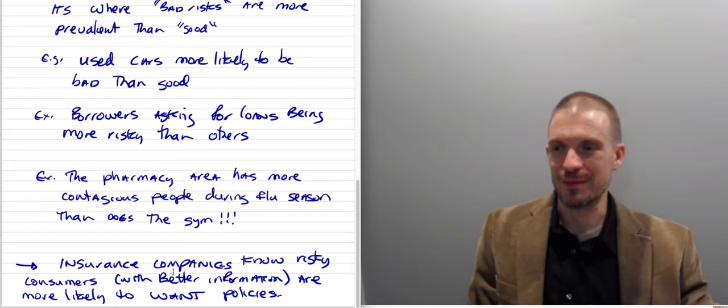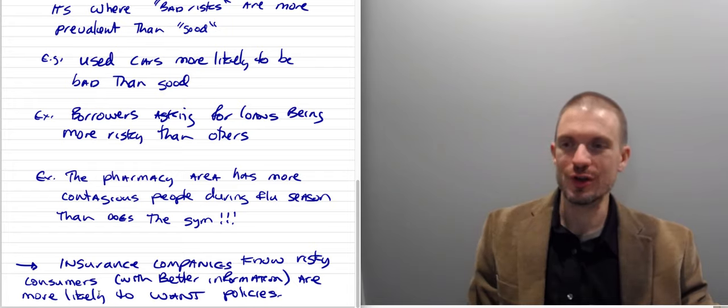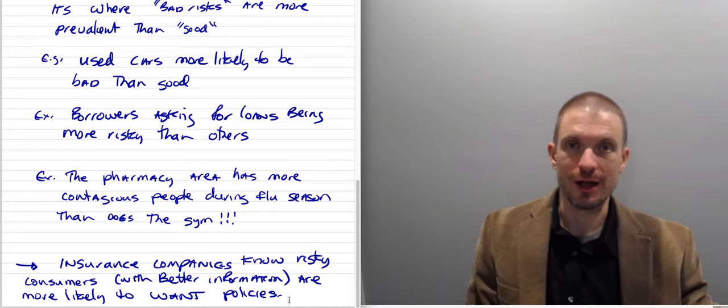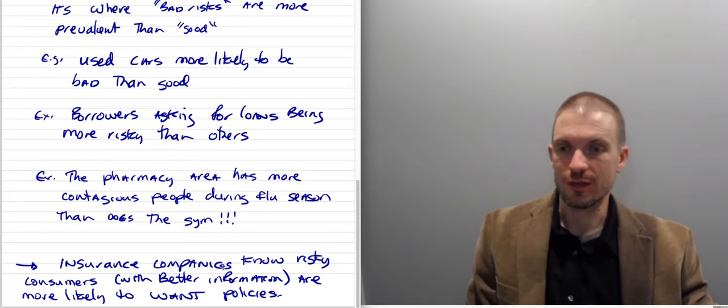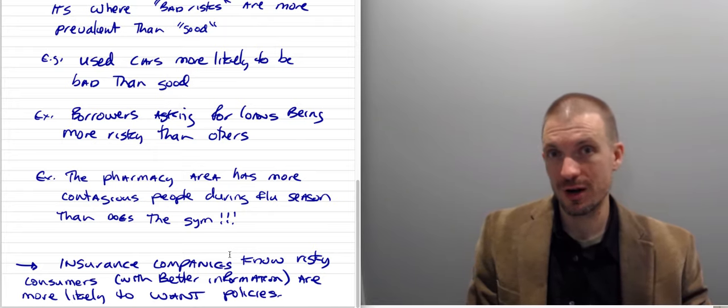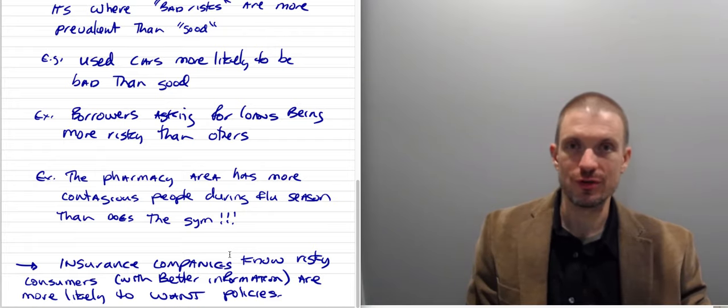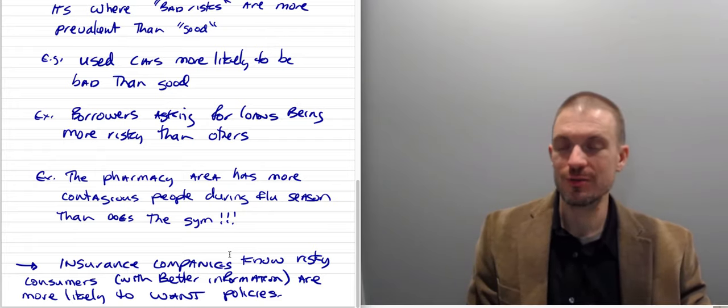And then my last comment, again, insurance companies know risky consumers who presumably have better information are more likely to want policies, whether it has to be car insurance, health insurance, life insurance. There's a problem of adverse selection that's got to be overcome. It's a problem before the transaction, and if the problem can't be overcome, then this leads to market failure because the prospective buyers and sellers, usually the sellers in the case of insurance, are going to be too apprehensive to actually make that transaction. So it could be a real problem.